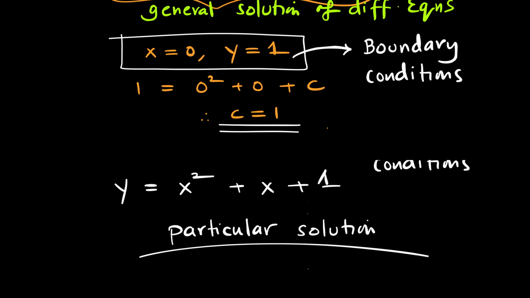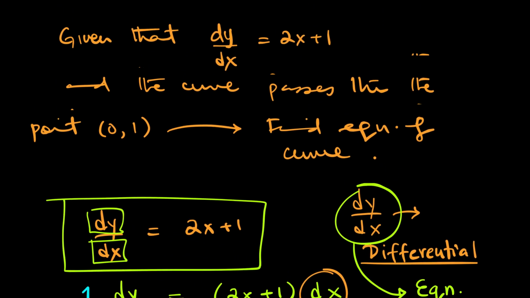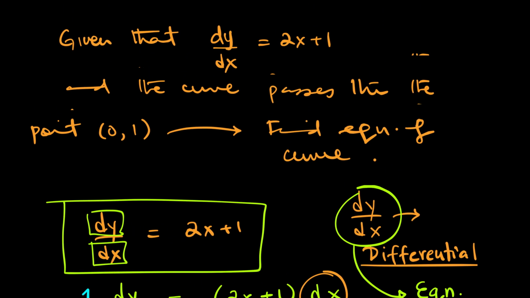Now let's go through it step by step. The question was the same as before, like the basic integration question. The gradient function is given. The curve passes through the point (0, 1). Find the equation of the curve. The very first thing is that we realize that any equation in which the gradient function is given is termed a differential equation.